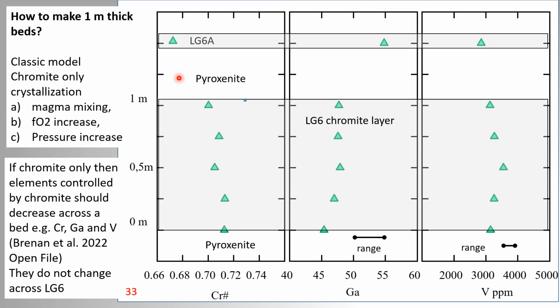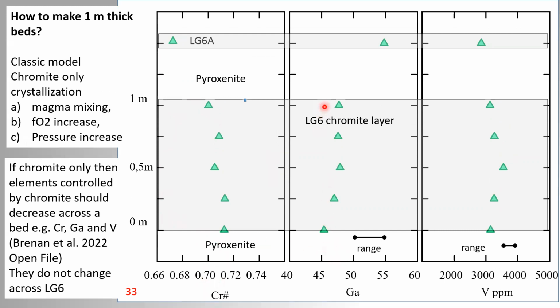The thing is that if only chromite is on the liquidus, then the elements are controlled by chromite. No brainer. And vanadium and gallium have partition coefficients of about 3 to 5. So if you crystallize only chromite, then those elements should go down as you go across a bed. This is the LG6. There's a chrome number, it doesn't change over 1 meter.